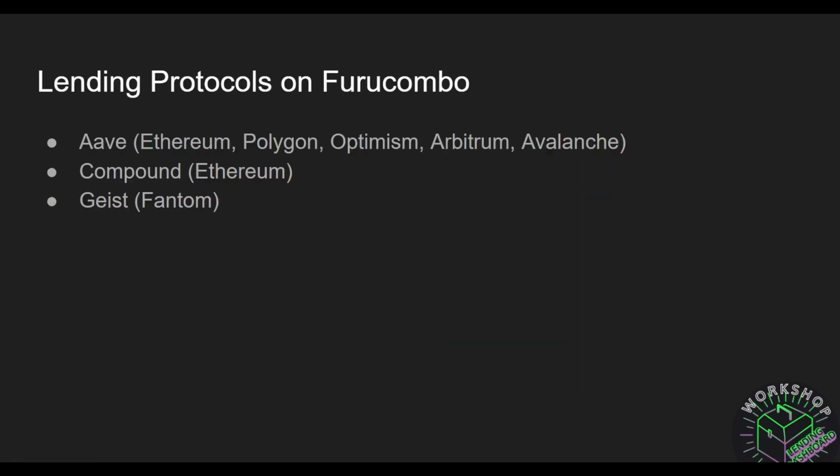The lending protocols on Furucombo are Aave, and that's available on Ethereum, Polygon, Optimism, Arbitrum, and Avalanche chains, Compound on Ethereum, and Geist, which is an Aave fork, and that will be on Fantom.